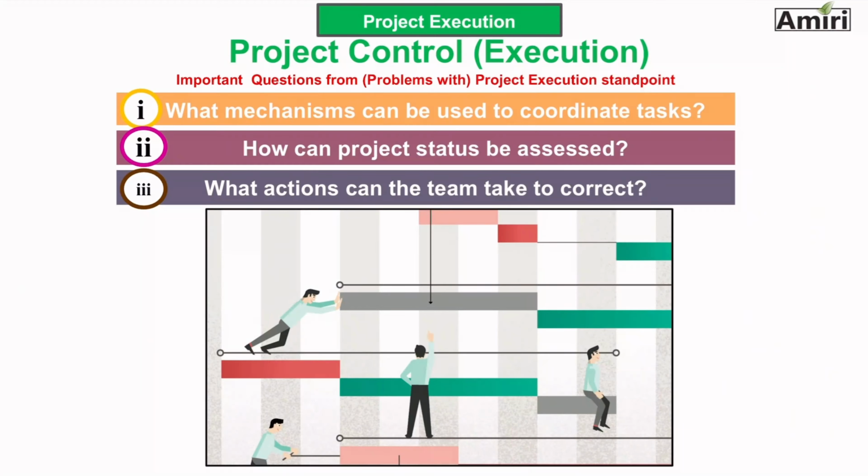Now looking at project execution or project control, we'll talk about how I can assess and coordinate tasks between people. But also, if something is wrong and the project is behind, if you're ahead, great. If you're behind, what can we do to correct it? So that's what we're going to talk about in the next few slides.